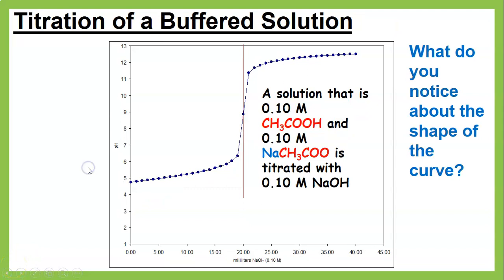Okay, now look at this. Now we have our weak acid mixed with a salt, and then I'm going to titrate it with my base. You should notice something about that curve. It's the same concentration of acid, it's the same concentration of base, but we see a little bit of a change here.